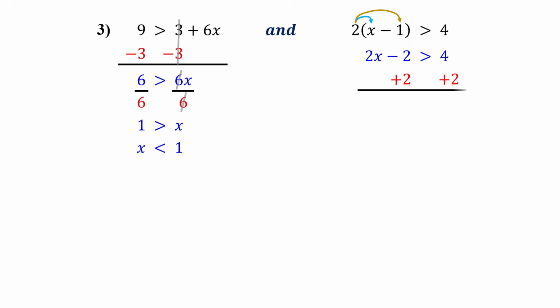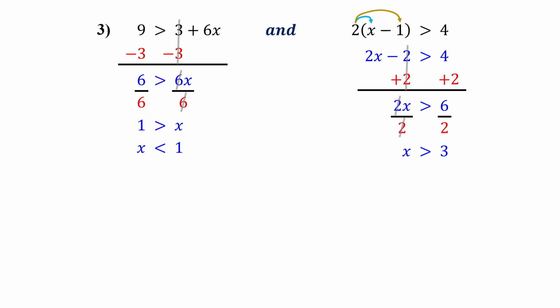Then add 2 to both sides to isolate 2x. On the left, the 2's cancel out, leaving 2x. On the right, we get 6. Finally, divide both sides by 2 to get x by itself. That gives us x is greater than 3, right? That is the solution to the second inequality.